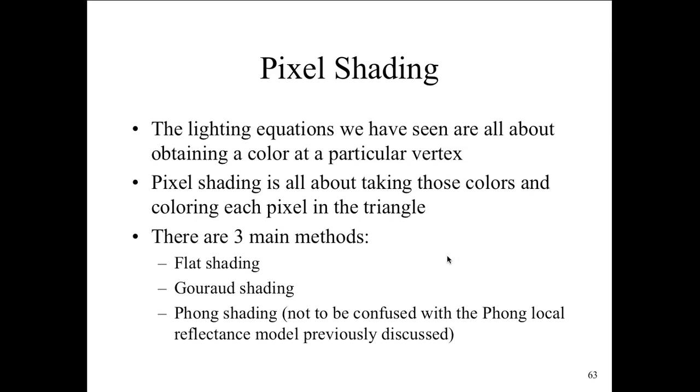In terms of pixel shading, what happens at this stage is the lighting equations that we have looked at so far, which obtained color in particular vertices, are applied. So pixel shading is all about taking those colors and coloring each pixel in the triangle. There are three main methods for pixel shading: flat shading, Gouraud shading, and Phong shading. Depends on the graphics package as to which options you're going to have available. OpenGL has all three of them as shading components.